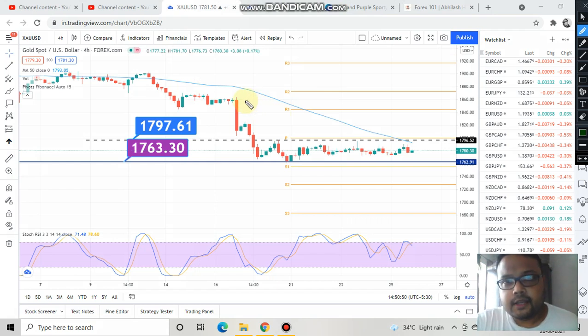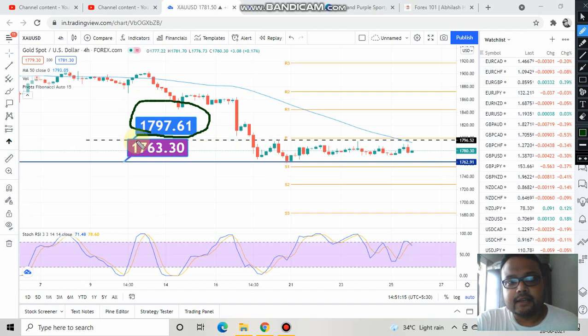After the FOMC meeting, when the dollar became very strong and currency pairs like Euro USD fell sharply and Gold USD also fell very sharply, I told you clearly that the market would be taking rest for 1 or 2 days, but the market took rest for the whole week. And you can clearly see that the market was trading in a tight range here.